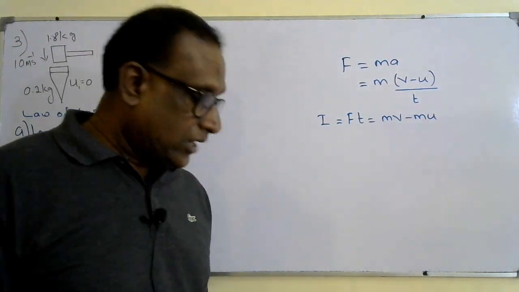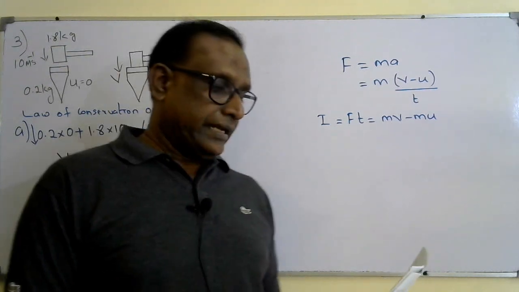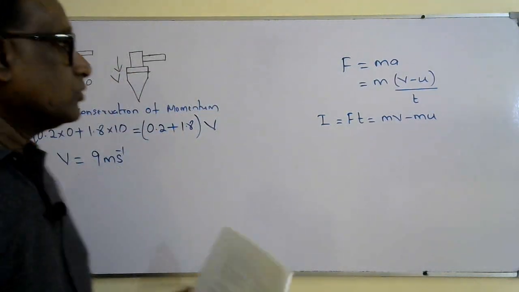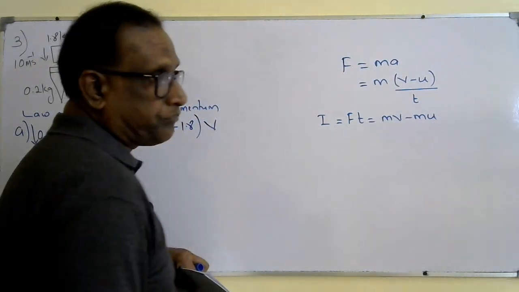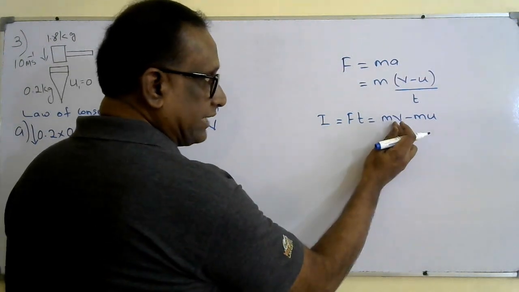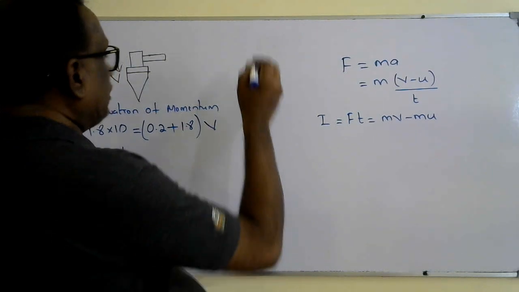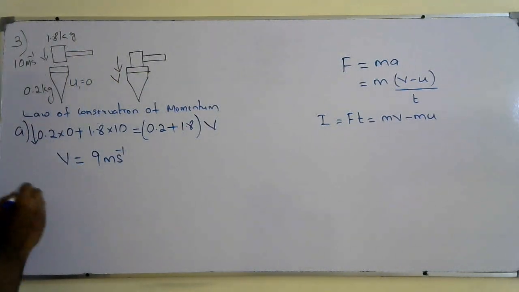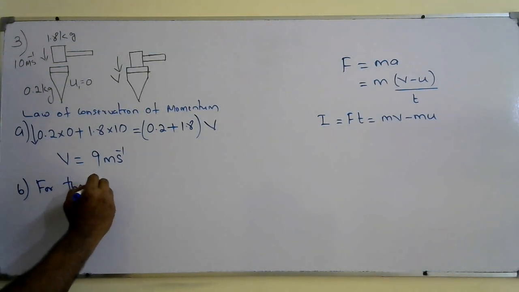Anyway, the question is to find the magnitude of the impulse exerted on the tent peg by the hammer. So I is equal to Ft, which is mv minus mu. Right? We know the impulse is going to be in the downward direction. The final velocity is also downward. Initially it was at rest. So we'll use that idea, B part, for the tent peg.